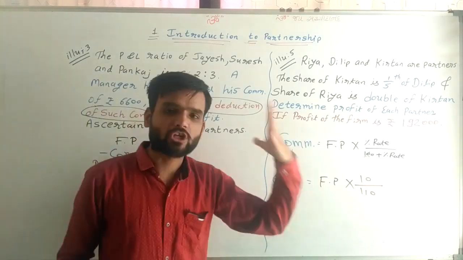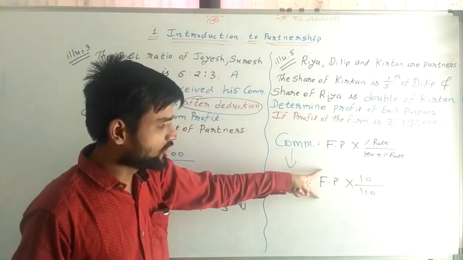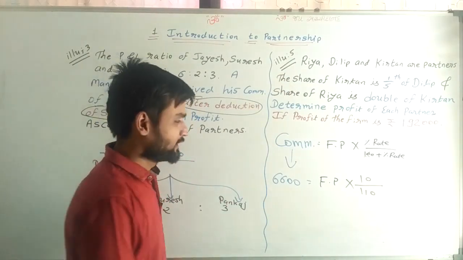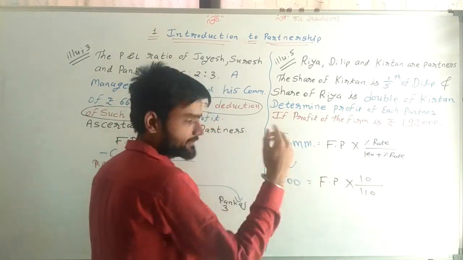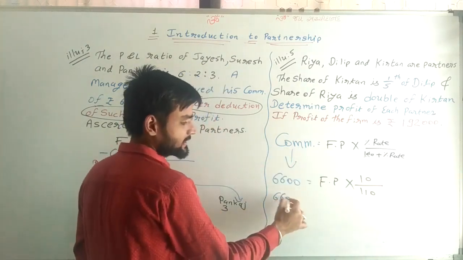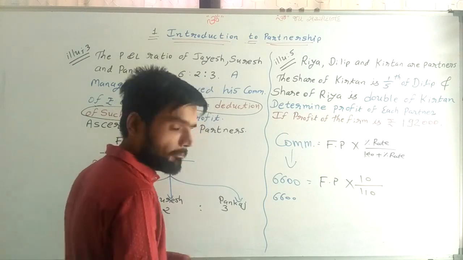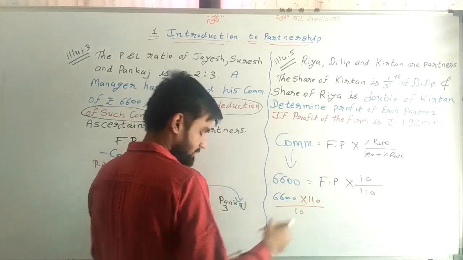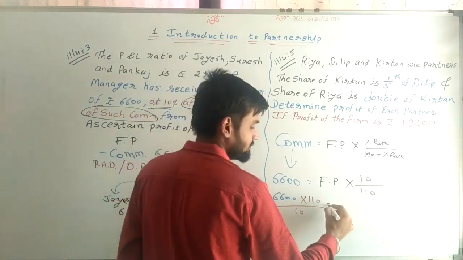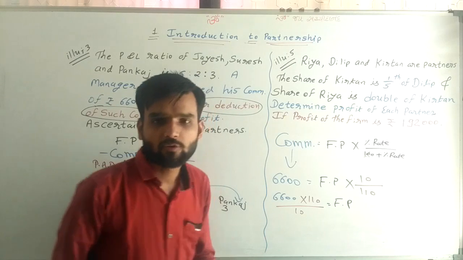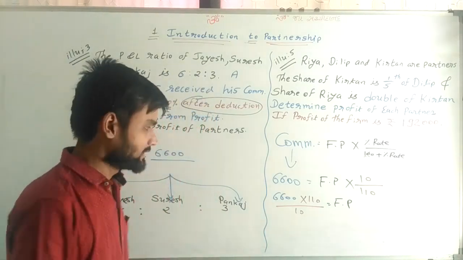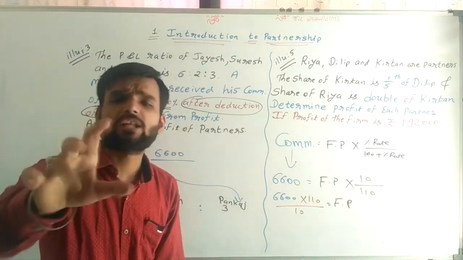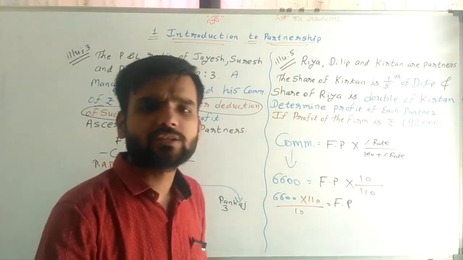Now by solving this equation, we can find the value. Simple. So change the side of 110 and 10. 6600 rupees as it is, multiplying with 110 divided by 10, we are getting the answer, the firm's profit. Now solve this and get the firm's profit. Now you can solve it in the calculator.